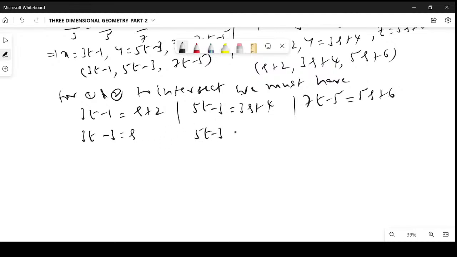So 5t - 3 = 3s + 4, and 3 times s means 3(3t - 3) + 4. You can check that 5t - 3 = 9t - 9 + 4. Transferring to this side, you will get 10 = 4t or so. Now you can find the value of t, so you can check what it comes to.